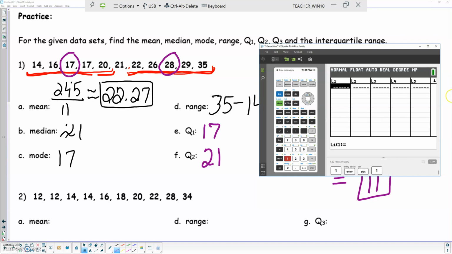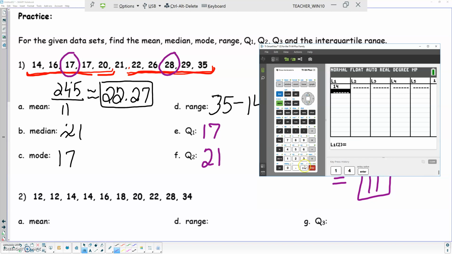And then you'll see a bunch of lists up here. We got list 1, list 2, list 3. If you have anything typed into those lists, you're going to want to clear them. So to clear them, you're going to scroll up. Right now I have L1 highlighted, and I'm going to hit clear, enter. And that'll clear anything that you have in the list. So right now I'm going to enter all my data into L1.